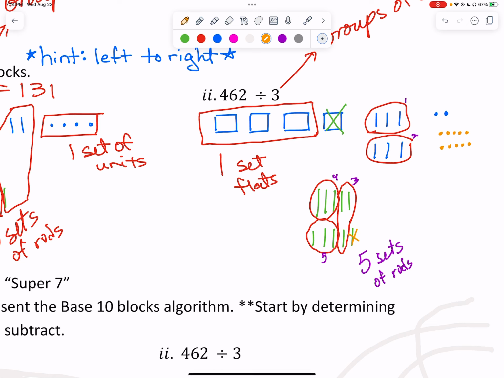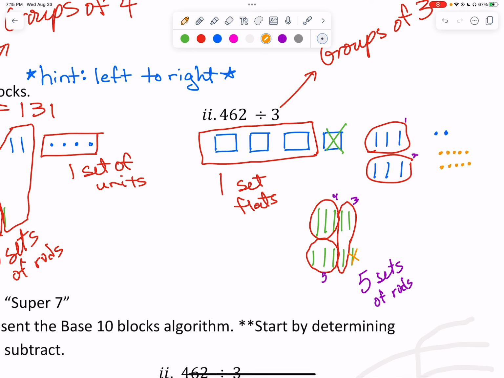So I took that rod and I broke it into units. Okay, and now, once again, we're looking for sets of 3. So let's see, there's a set of 3. There's a set of 3. There's a set of 3. Oh, and there's a set of 3. So we have 1, 2, 3, 4. We got 4 sets of units. So my answer is going to be 1, 5, 4.